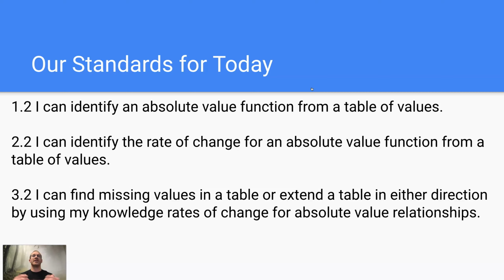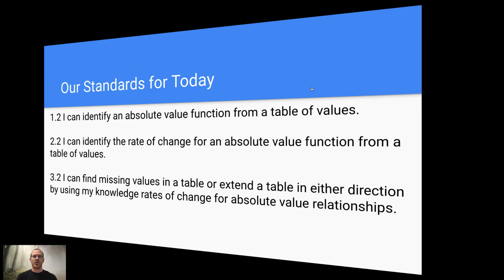So I want you to be able to identify an absolute value function from a table. I want you to be able to identify its rate of change from a table. And then once again, use that pattern from rates of change to extend the table, fill in those missing values, all that good stuff. So to get us going, let's look at a situation here.